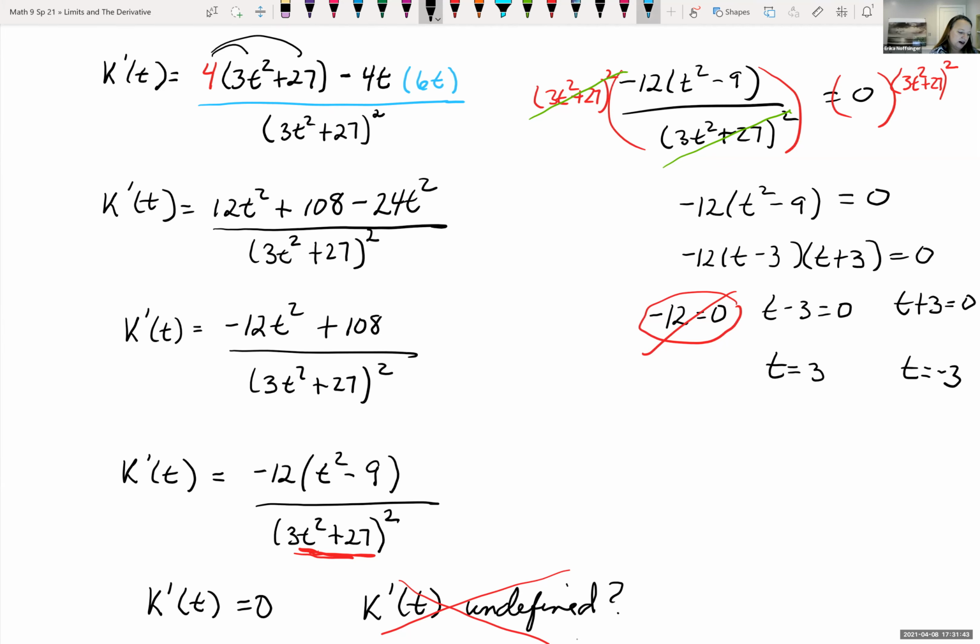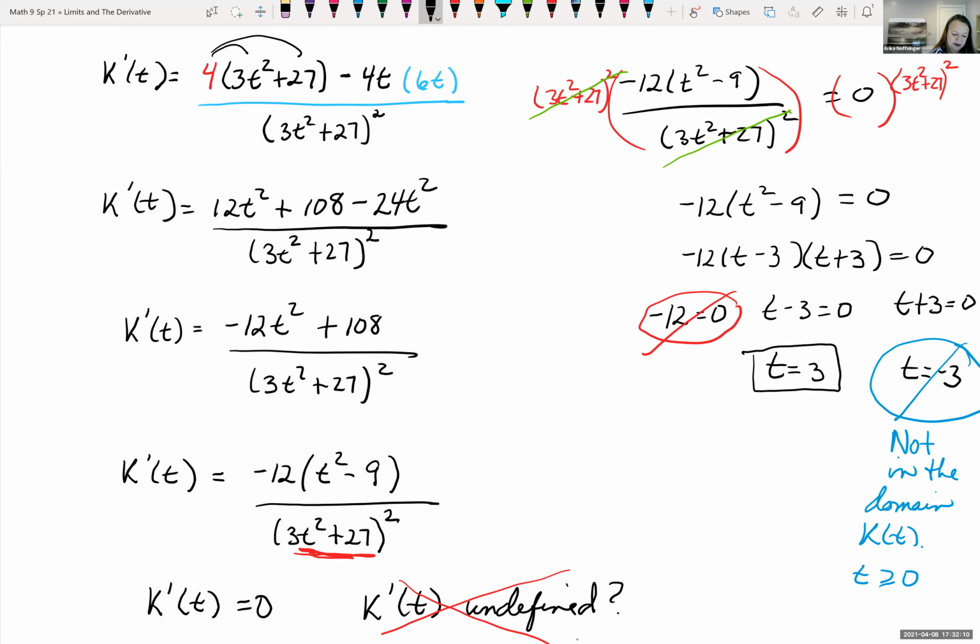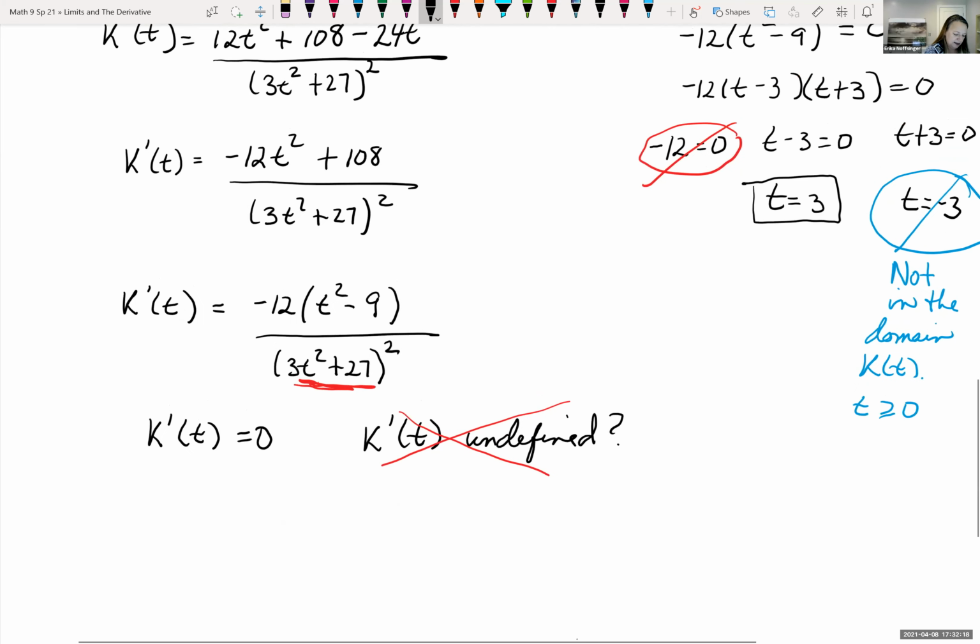So here's the case where that negative 3 is not in our domain of our original function, right? K of t. It told us before t had to be greater than or equal to 0. So we only have one critical number in here, which is this t equals 3. So we want to see what's happening on the left of t equals 3 and on the right of t equals 3. So let's look at the number line.